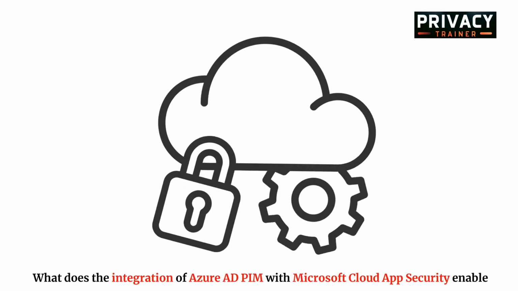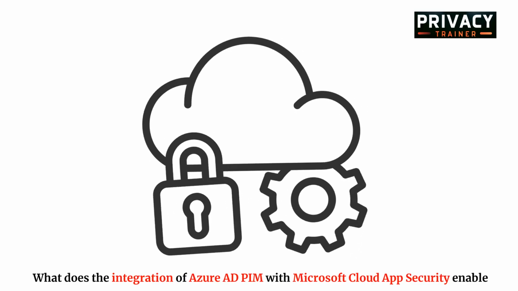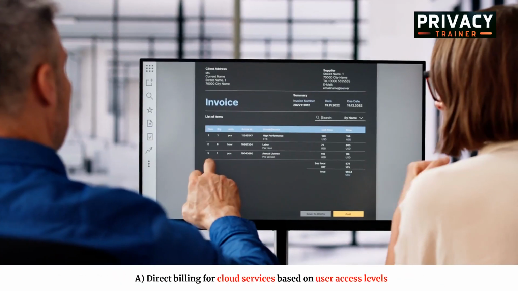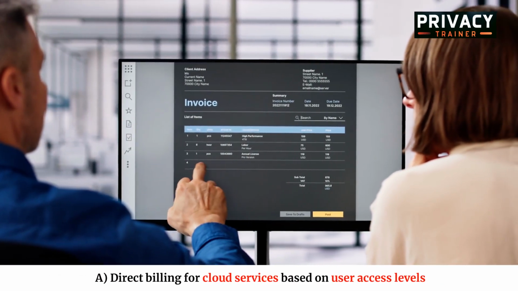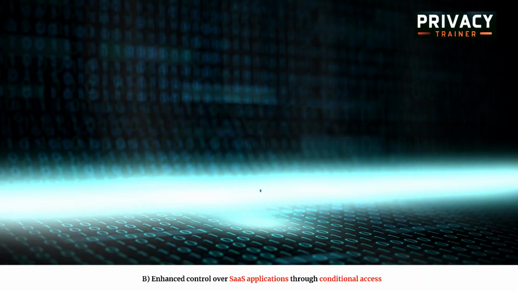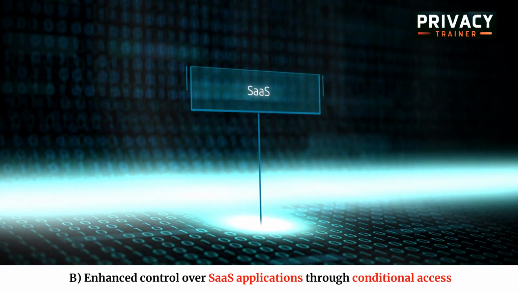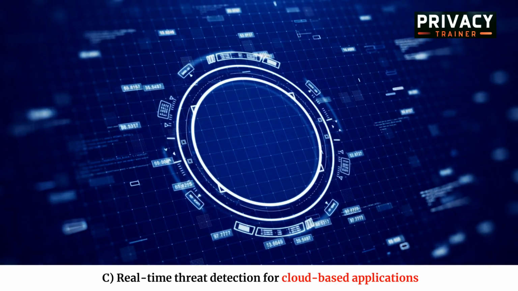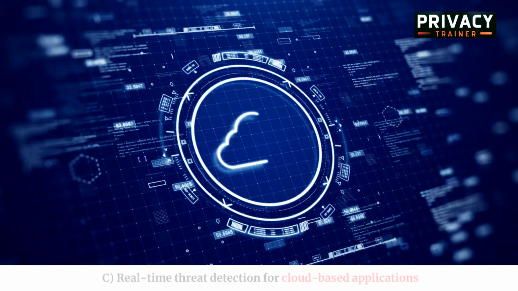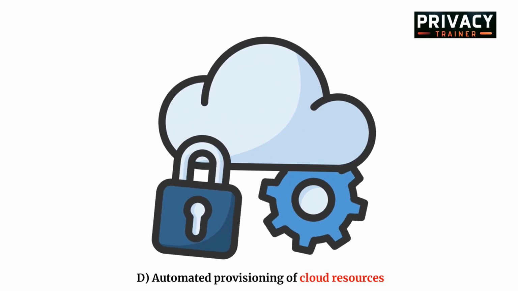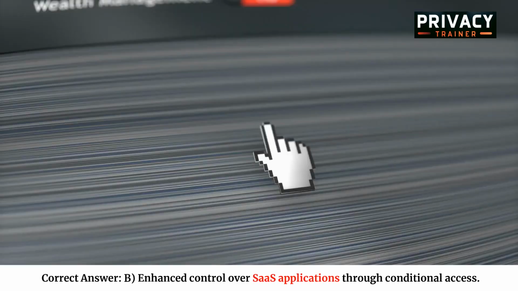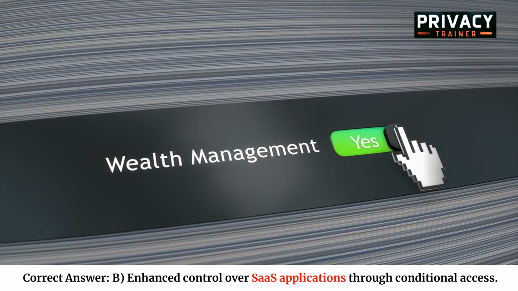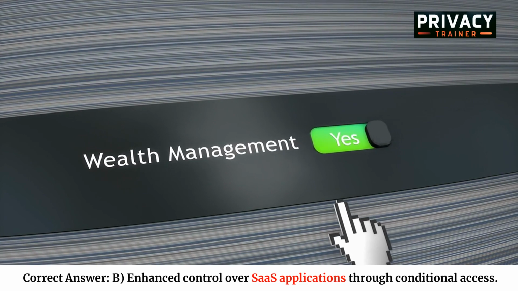What does the integration of Azure AD PIM with Microsoft Cloud App Security enable? A. Direct billing for cloud services based on user access levels. B. Enhanced control over SaaS applications through conditional access. C. Real-time threat detection for cloud-based applications. D. Automated provisioning of cloud resources. Correct answer: B. Enhanced control over SaaS applications through conditional access.